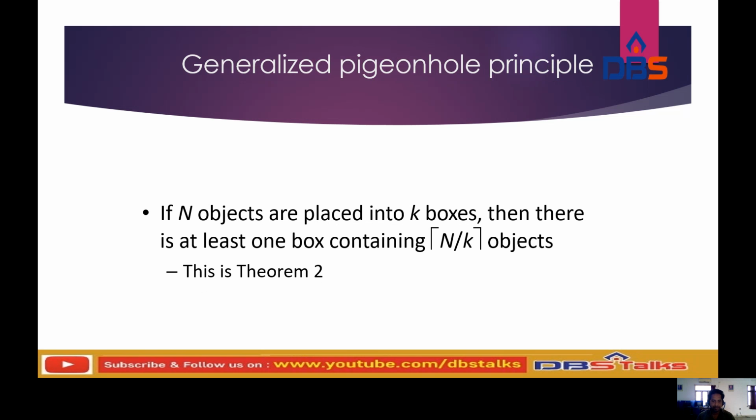If N objects are placed into k boxes, then there is at least one box containing at least the ceiling of N by k objects. This is Theorem 2 in the textbook.